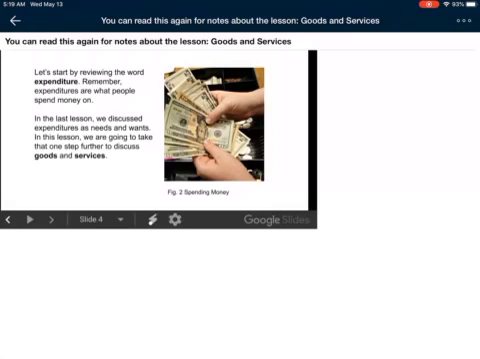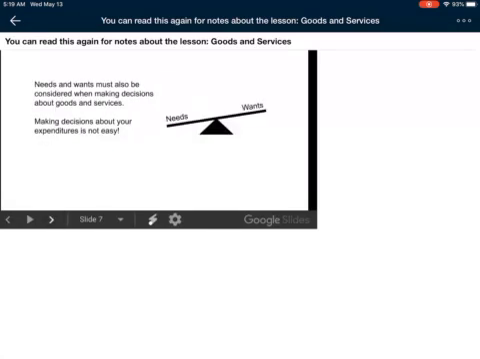And the difference between wants and needs, going back to this slide again, a need is something that you need to survive. Food, paying for the home that you live in, clothing. And a want is something that you don't really need to survive, but you really, really want. And that's a big part of economics too, having to make those decisions.